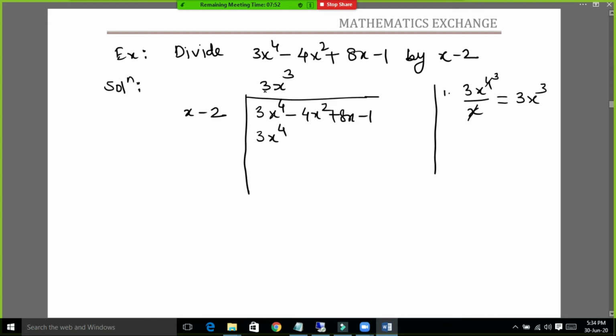Then multiply the second term of the divisor polynomial with the quotient. So minus 2 into 3x cube is minus 6x cube.